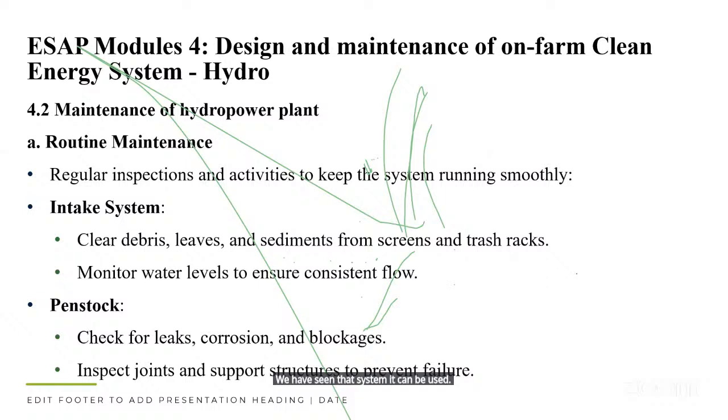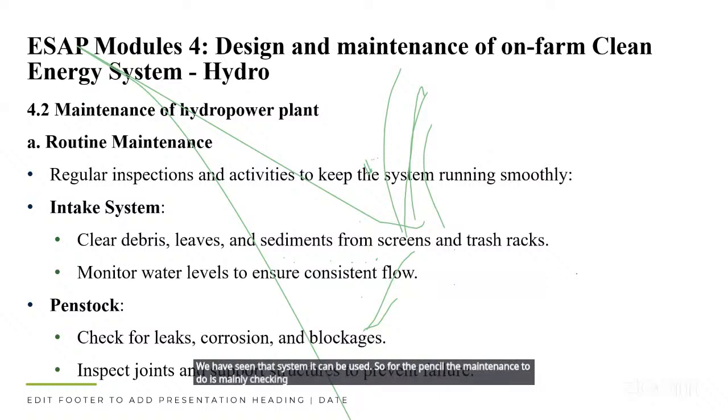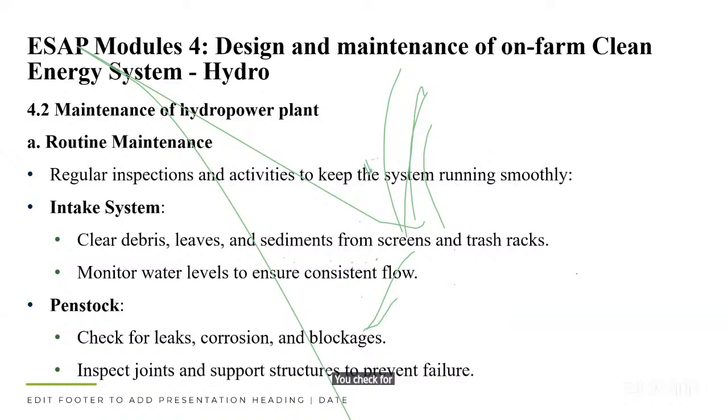So for the penstock, the maintenance to do is mainly checking for leaks, because somewhere water can be lost. This is the main maintenance you have to do on the penstock. You check for leaks, you check for corrosion, and you check for flow blockages, if there is something blocking water from flowing properly.